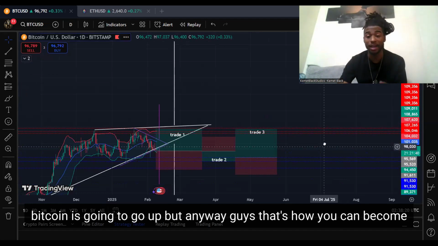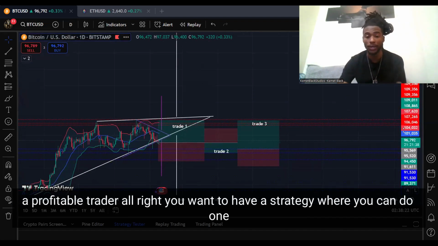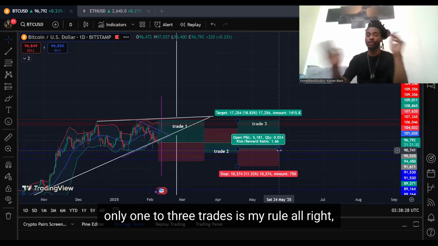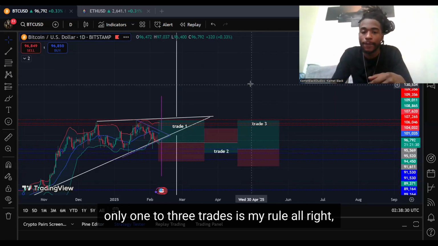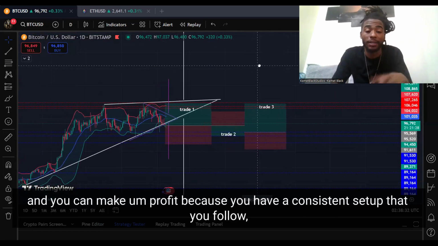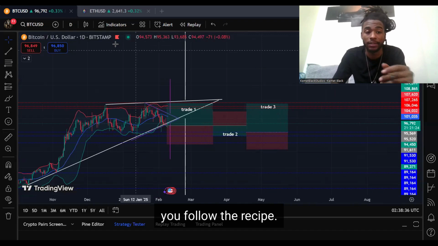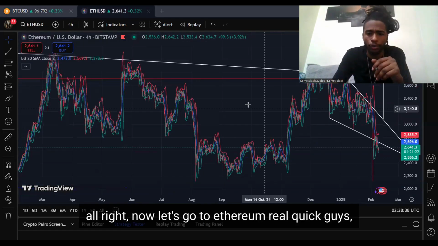But anyway, guys, that's how you can become a profitable trader. You want to have a strategy where you can do 1 to 2 to 3 trades per day. Only 1 to 3 trades is my rule. And you can make profit because you have a consistent setup that you follow. You follow the recipe.